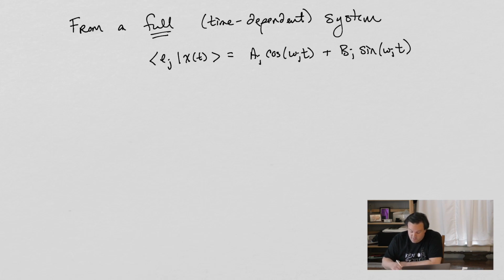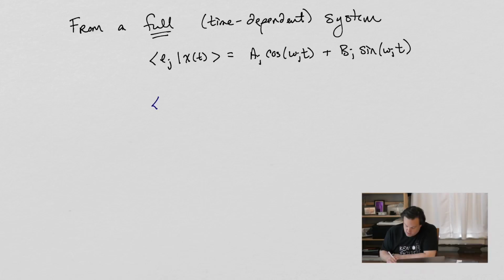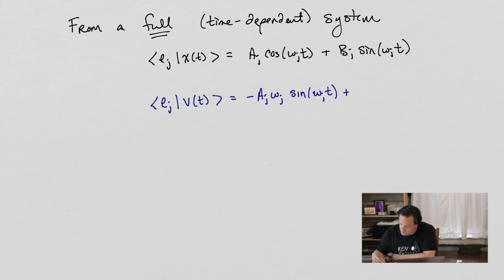But I can also take the derivative of this, right? And I'll make that one in blue. So if I just take the derivative, the states don't have derivatives, they're just constant vectors. I have now v of t, because v is the derivative of x of t. The derivative of cosine is minus sine, so minus a sub j omega j sine omega j t, plus the derivative of sine is cosine, so b j omega j cosine omega j t, okay?